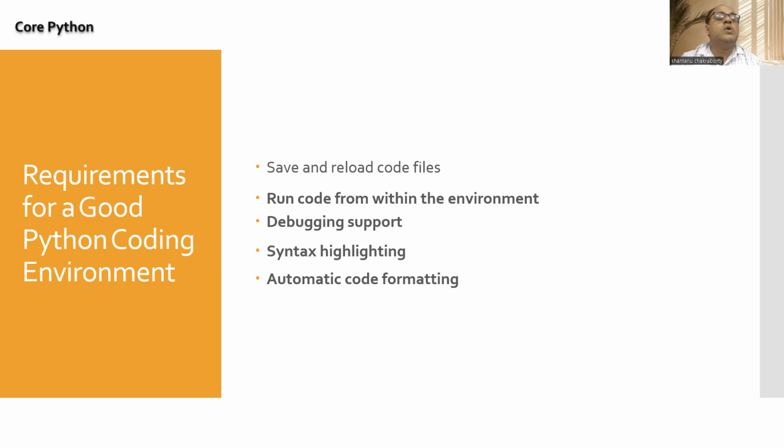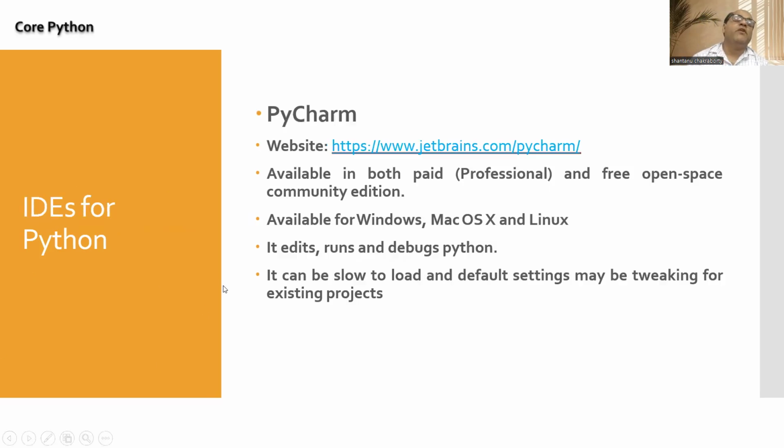These are some good coding environment features where we can save and reload the code files, debug, highlight the syntax, and automate the code formatting. Now, for Python, you can use PyCharm. It comes in a professional and an open source community edition, and it's available for Mac, Windows, and Linux platforms, where you can run, edit, and debug Python code. It can be slow, but it provides various settings where we can run the code, execute it, and check the output.